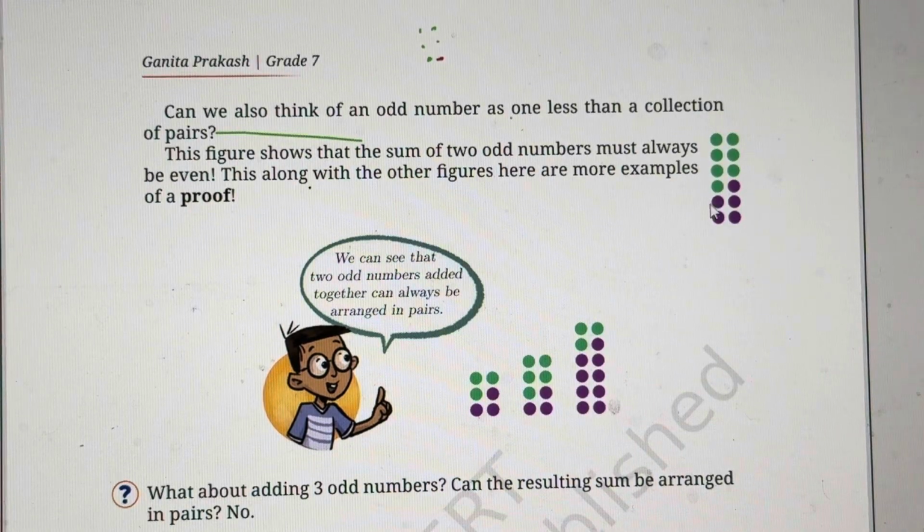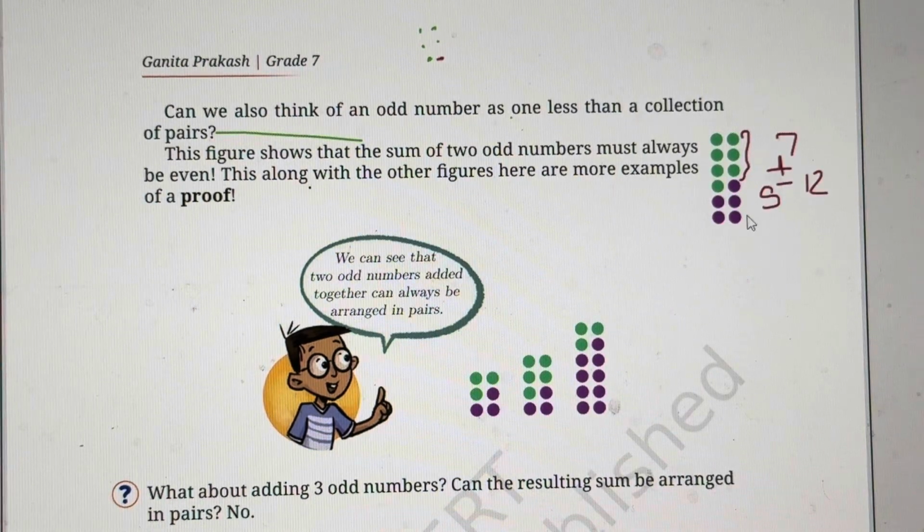So here it is explained through this dot example again. See, the green color is representing 7. There are 3 pairs and 1, so 7. And this purple color is representing 5. So 7 plus 5 is 12.